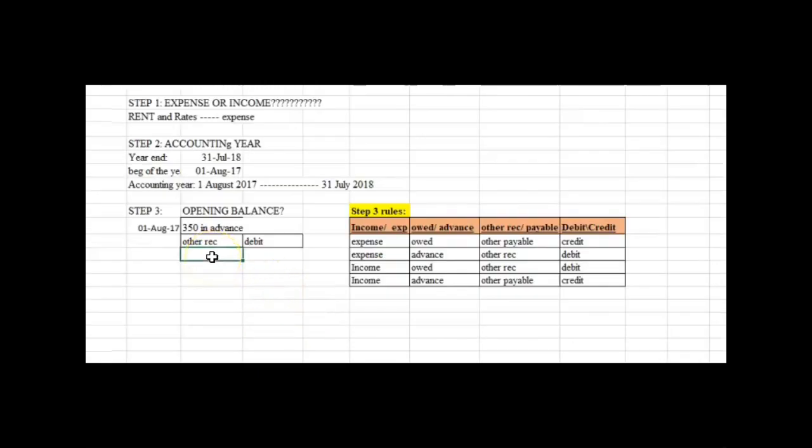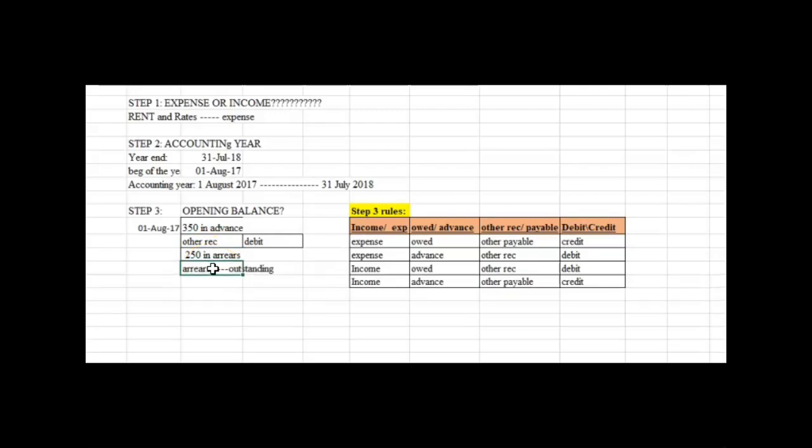On the same day, rent expense of $250 in arrears. Arrears means payment is done after service is enjoyed, which means it is outstanding, which also means owes. As per the rules, owed expense means it is other payable, so the $250 is a credit entry.